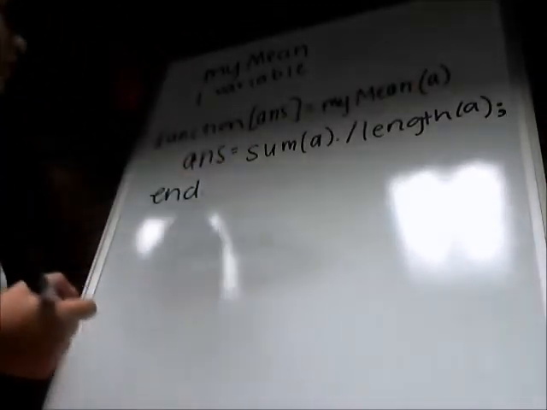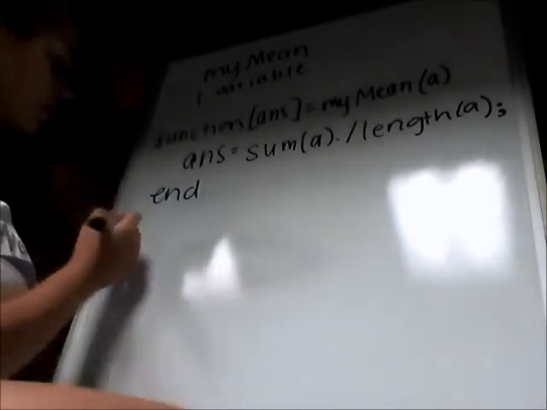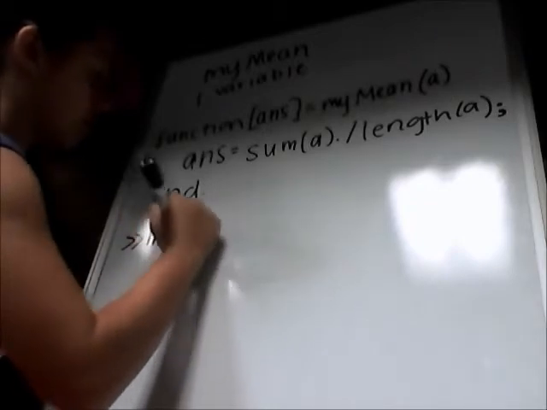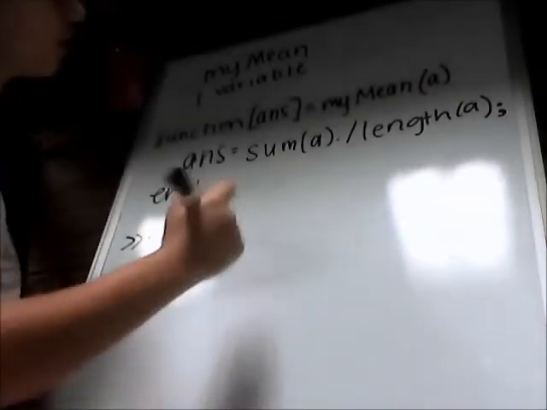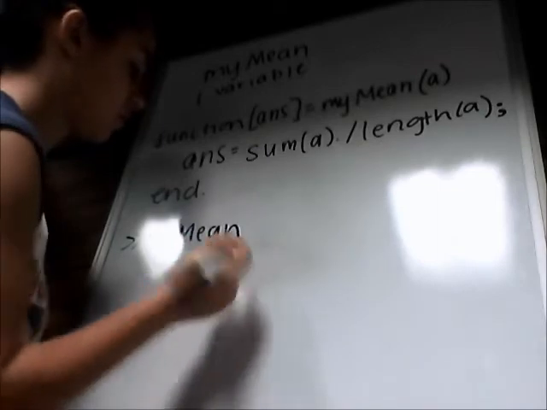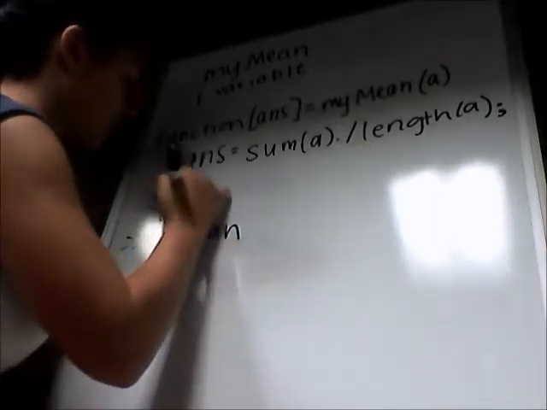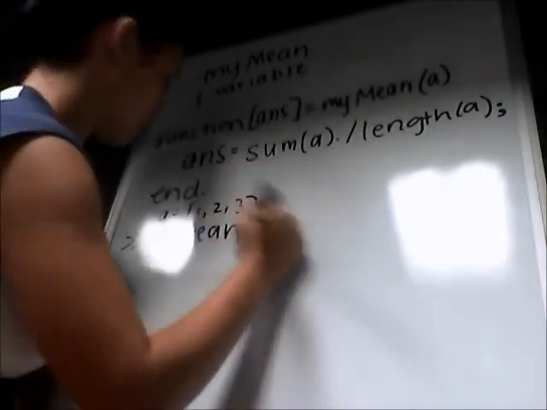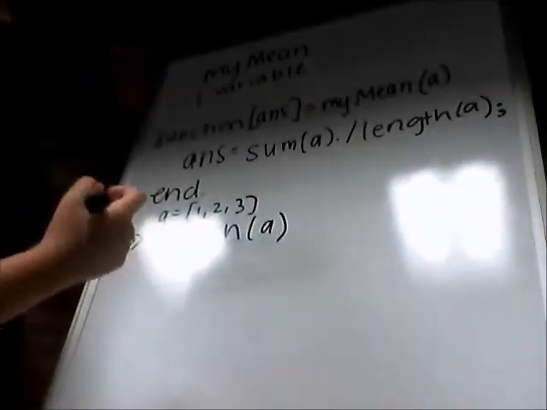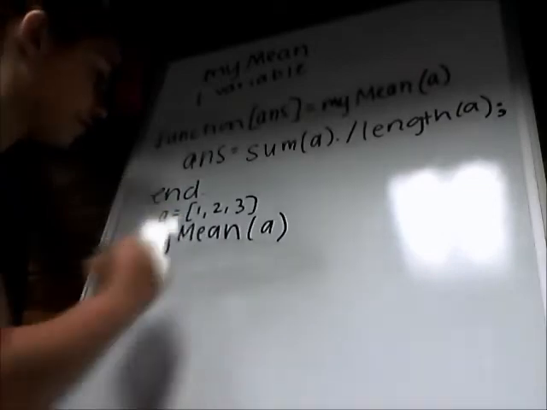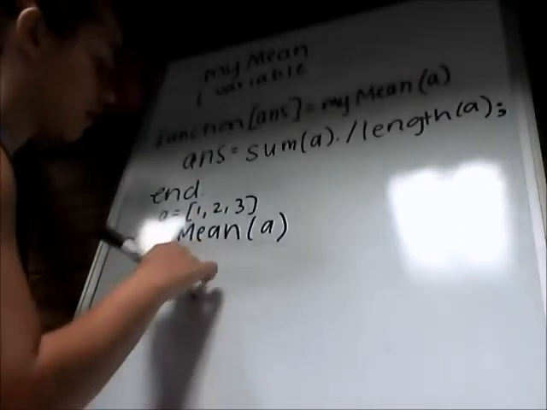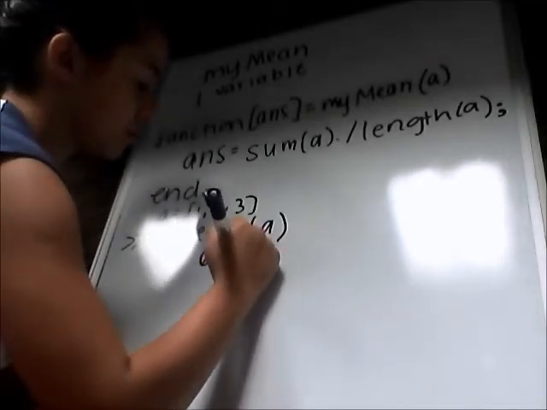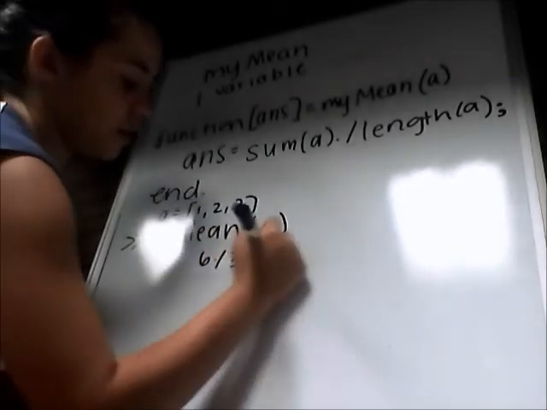So if you were doing this as an example, it would be myMean when A is defined as 1, 2, 3. So myMean of A, and you would get the sum of A, which is 6, divided by the length, which is 3, and you get 2.